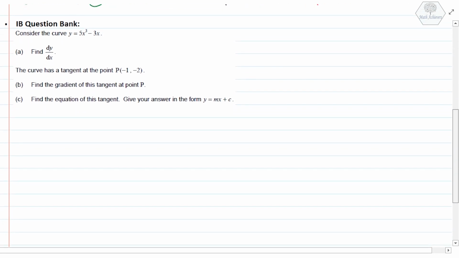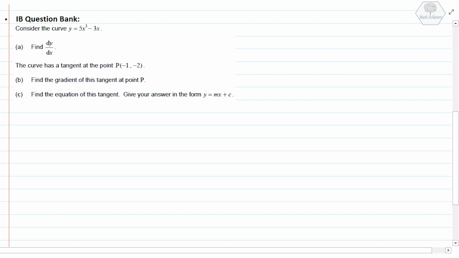Now let's solve a question from the IB question bank. Consider the curve y equals 5x cubed minus 3x. The first part of the question, we need to find the first derivative. So dy over dx is equal to, I must multiply the 3 times the 5, it gives me 15x squared, and minus 3. Always when I want to differentiate x having the power of 1, I simply take the coefficient of the x.